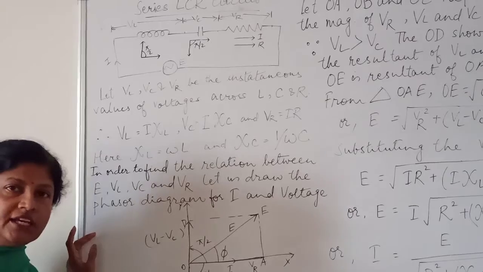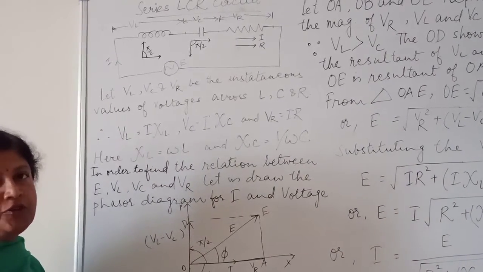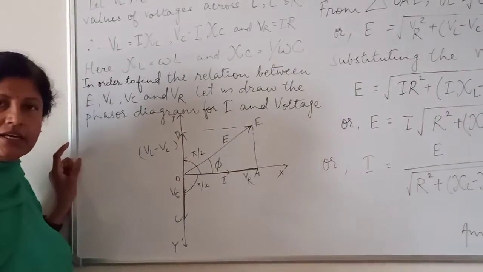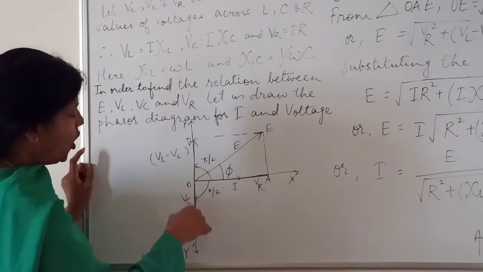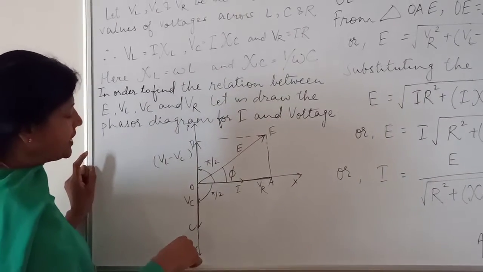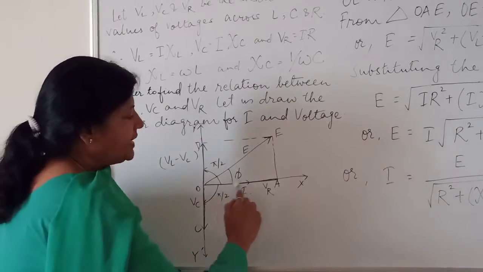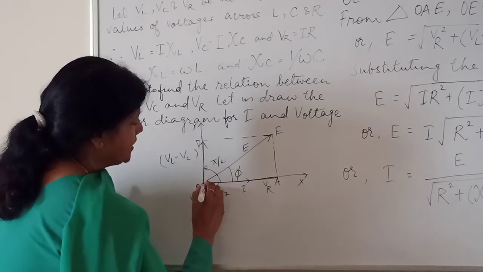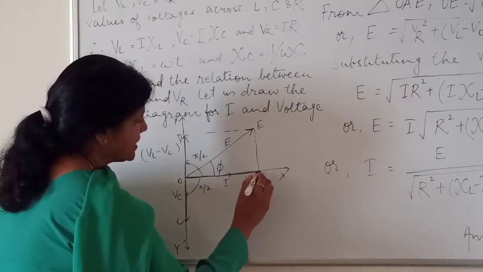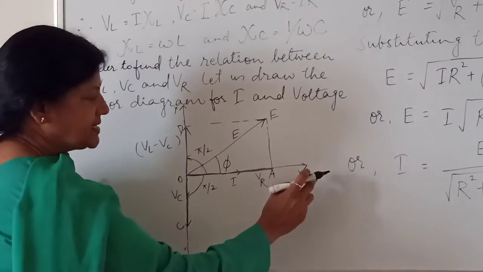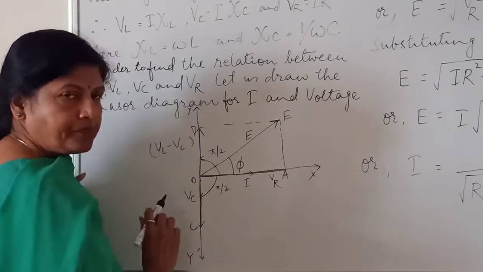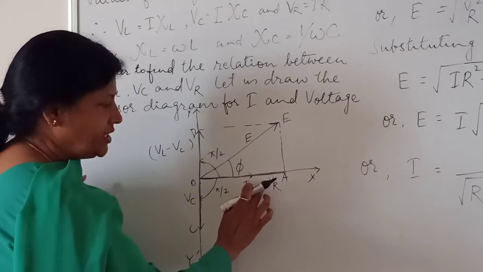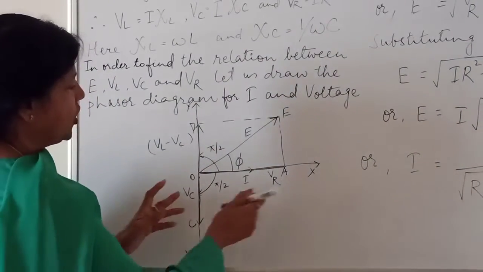In order to find the relation between E, VL, VC and VR, let us draw a phasor diagram for current and voltage. On the y-axis we consider voltage, and on the x-axis we generally consider current. This broad line drawn on the OX axis, OA, is for current. Let VR, the voltage across the resistor, be considered on this axis.